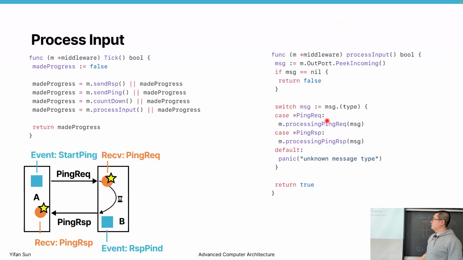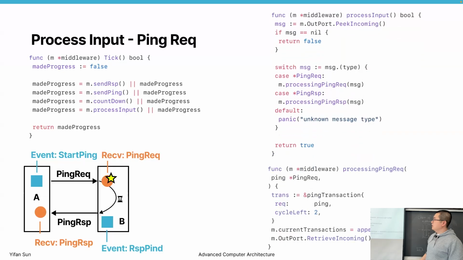Here we have process ping request and process ping response. Let's see how we process ping request. Basically we create something called a transaction. Now a transaction is a struct that bundles these two things together. It's a request and cycles left. Remember, we say we want to delay for 2 seconds, right? 2 cycles or 2 seconds. So we say, oh, cycle left is 2, right? And we append it to current transactions.